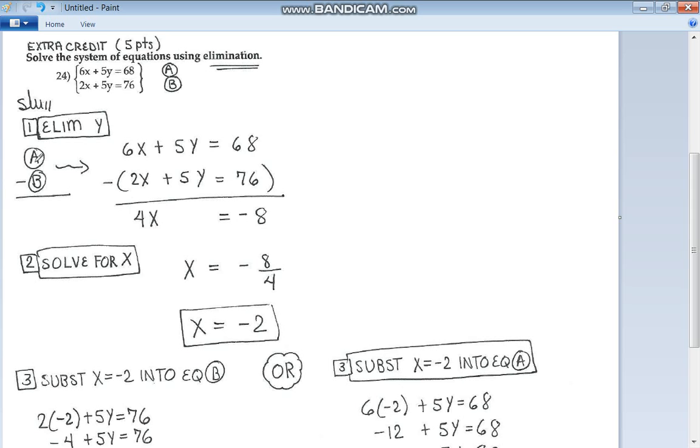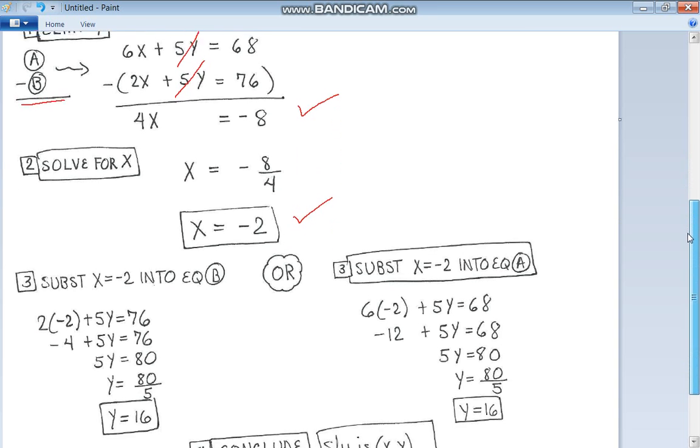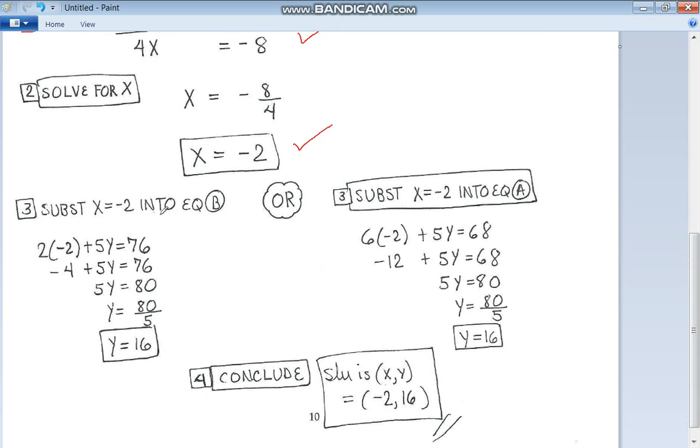We do that by equation A minus equation B, and that gives us 4x, these guys cancel, equals negative 8. Now we're going to solve this result for x. We get x equals negative 2. Great. Now let's finish finding y. So we can do two things. We can either substitute this x equal negative 2 into equation B, or we can substitute it into equation A. Either way, it's going to give us the missing variable y.